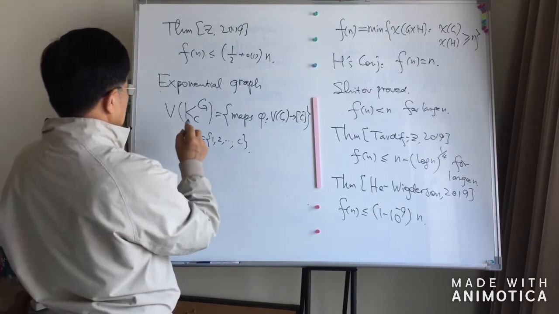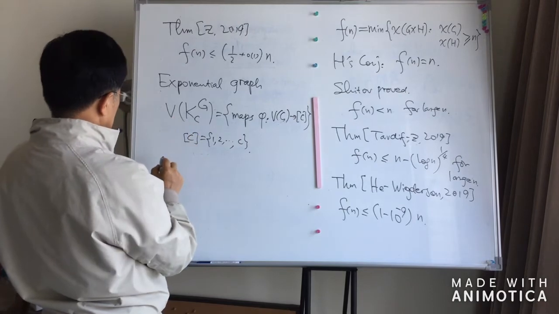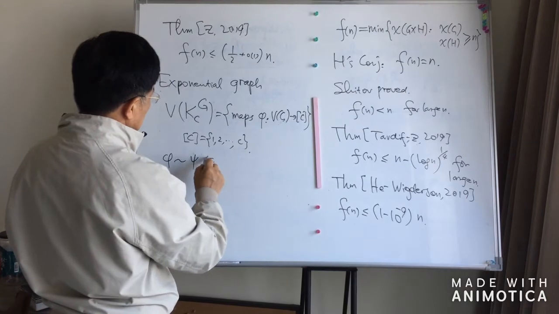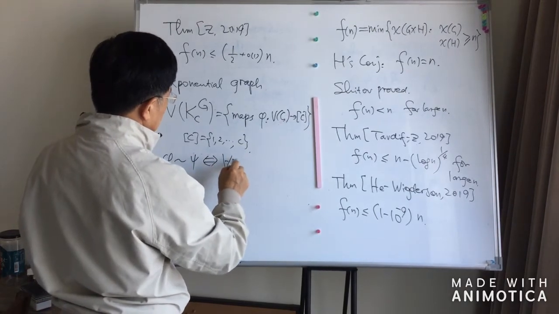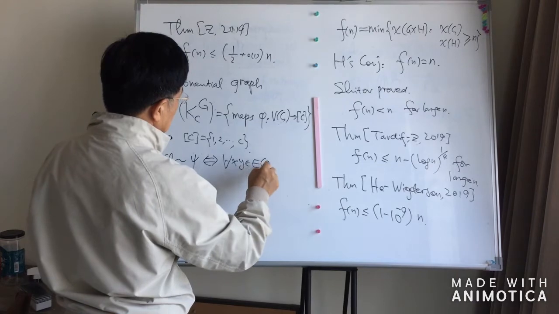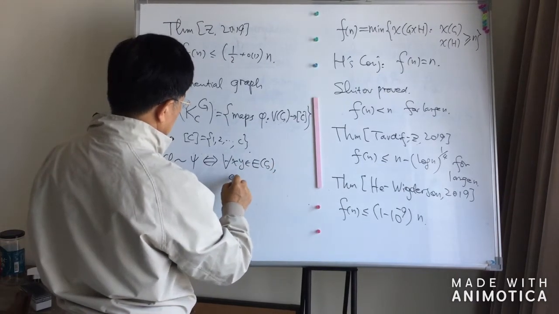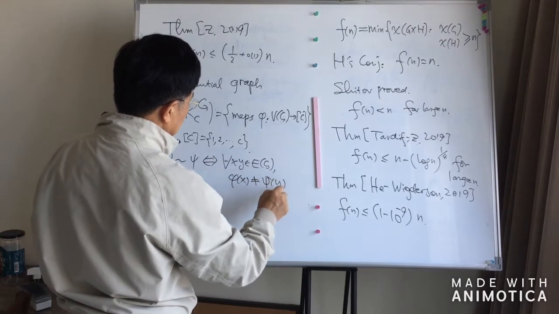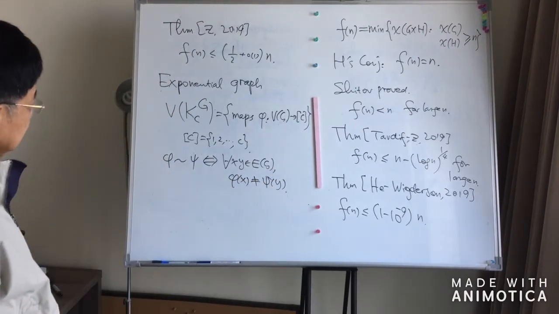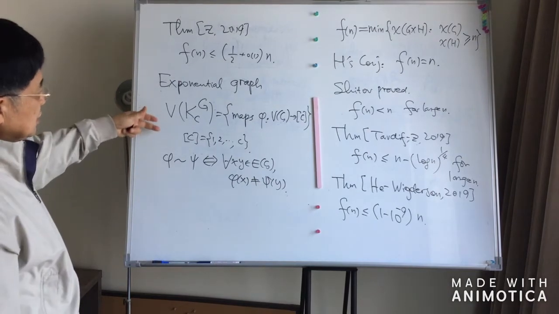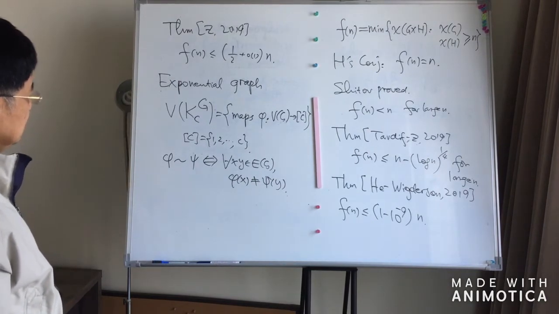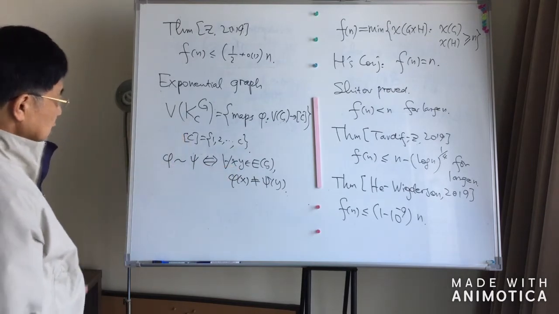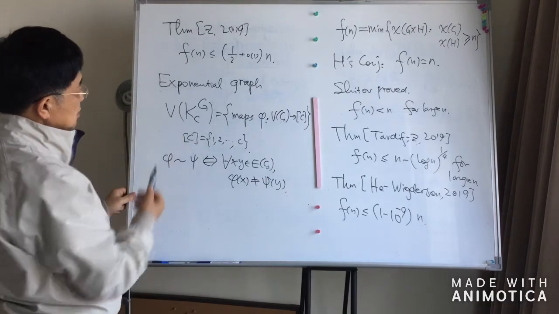For two maps, phi is adjacent to psi in this graph if and only if for every edge xy of G, phi(x) is different from psi(y). So now this finishes the definition of the exponential graph. Two vertices of the graph are adjacent if this is true. We're going to use this graph.